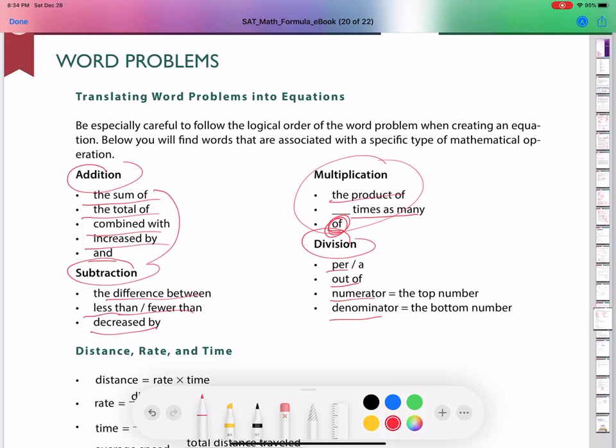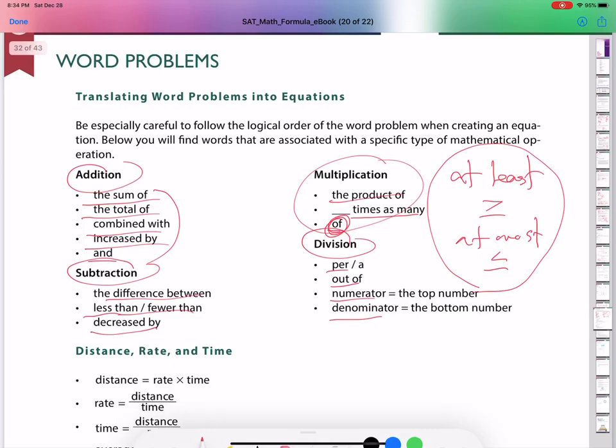What about the inequality word problem? Sometimes you find "at least": x is at least 5 means x is greater than or equal to 5, right? What is "at most"? At most means less than or equal to. So remember, you can change that sentence to an equation, sometimes, to solve a word problem.